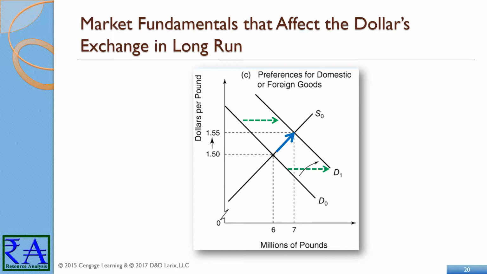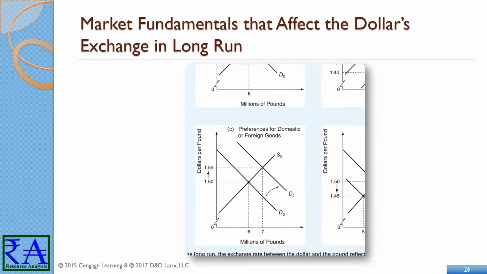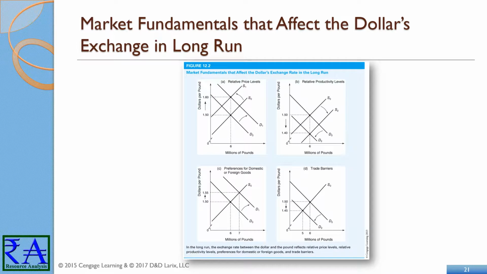The demand for pounds shifts to the right, causing a new equilibrium between price and quantity to establish. Interestingly, an increased demand for a country's exports causes its currency to appreciate in the long run, while increased demand for imports results in the devaluation of the domestic currency.